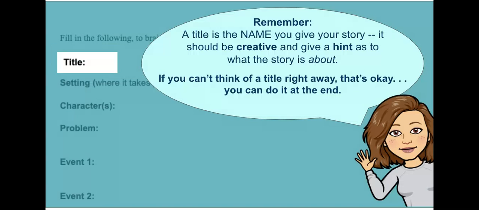The title. Remember, a title is the name you give your story. It should be creative and give a hint as to what the story is about. If you can't think of a title right away, that's okay. You can do it at the end.